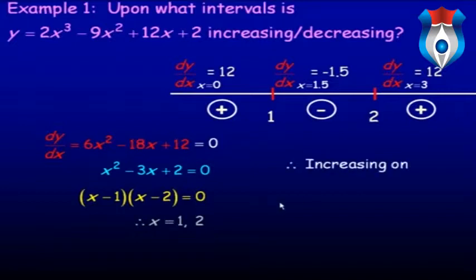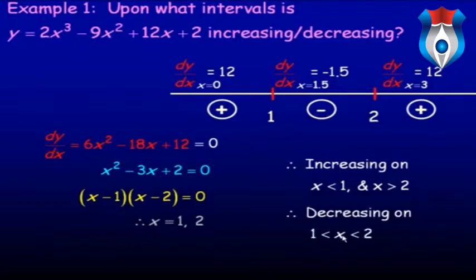So now I need to state, where is it increasing, where is it decreasing? It's increasing below 1 and to the right of 2. So those intervals would be where x is less than 1 and where x is greater than 2. It's decreasing between 1 and 2. So I would write that as x is greater than 1 but less than 2, or 1 is less than x is less than 2. That means the same thing.